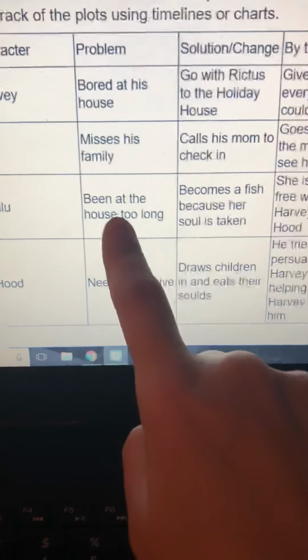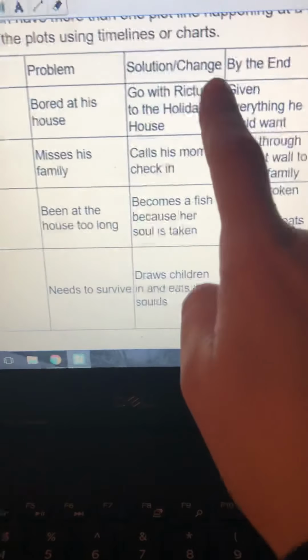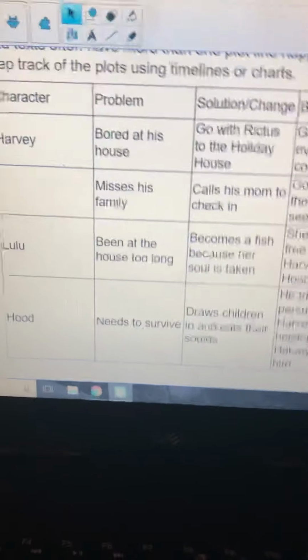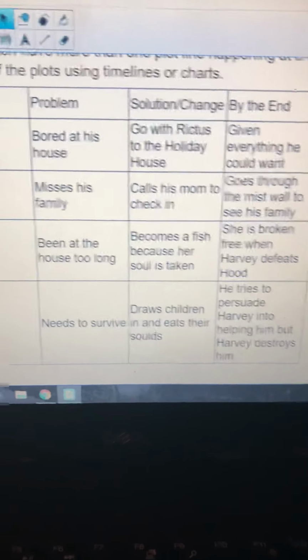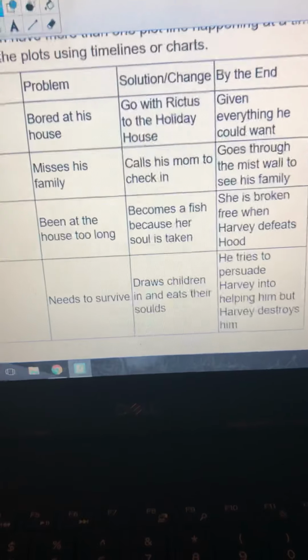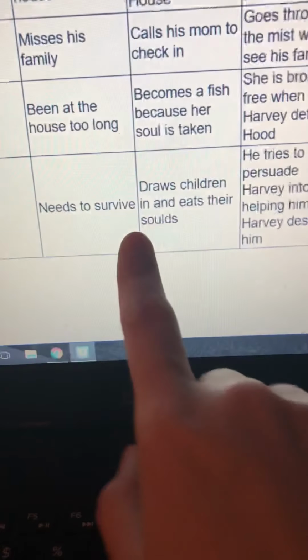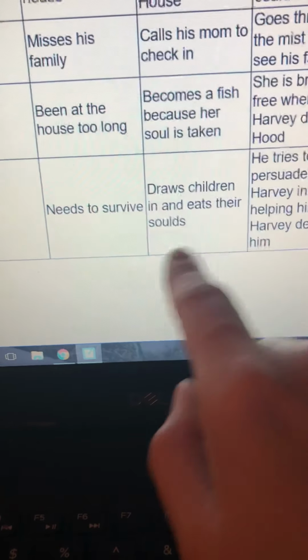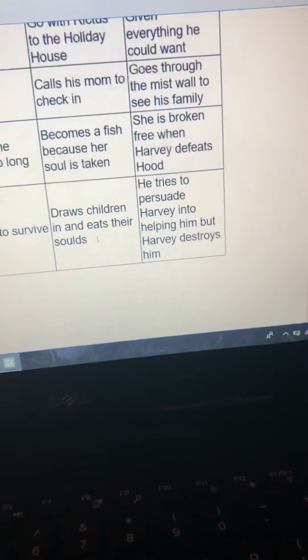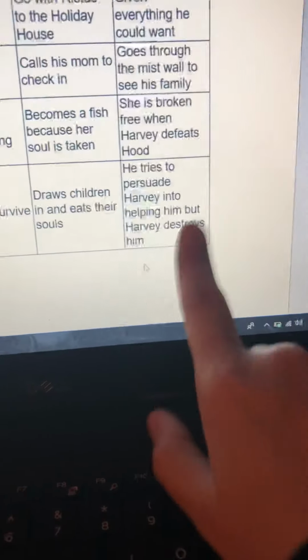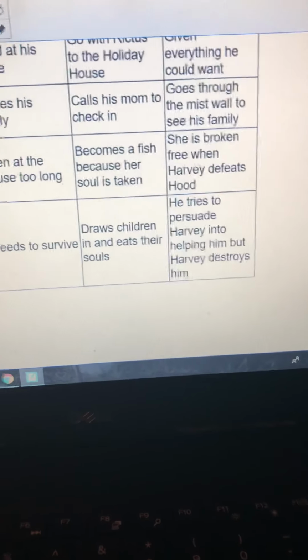So Lulu, she's been at the house too long. Her change is that she's becoming a fish because her soul's taken. And by the end, she's broken free when Harvey defeats Hood. And then Hood, he needs to survive. He draws children in and eats their, that should say souls. Okay. And he tries to persuade Harvey into helping him, but Harvey destroys him. These are very simple, very straight to the point.